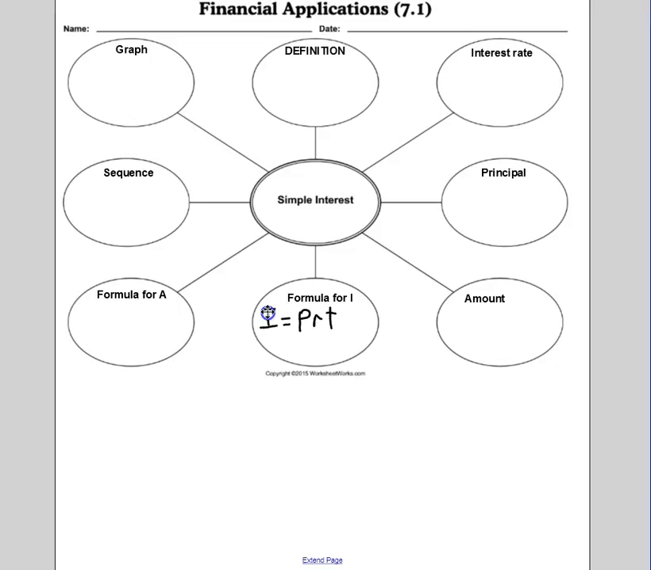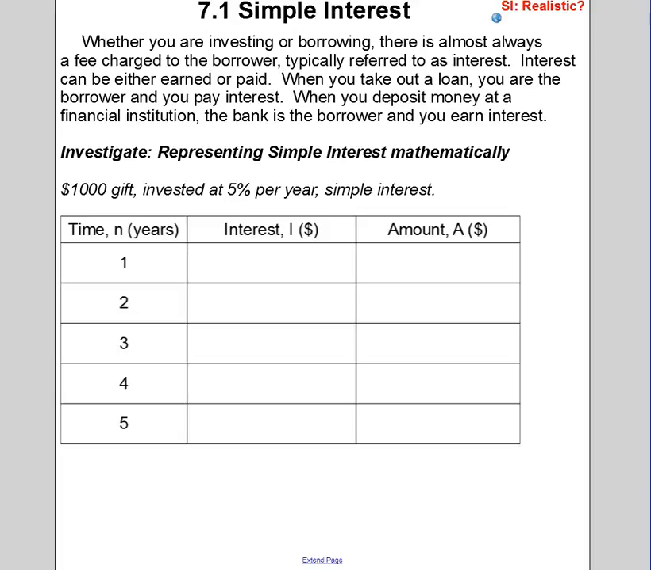Now, the time elapsed has to match the interest rate. So if the interest rate is per year, then the time has to be in fractions or multiples of a year. All right, and when we use this formula, we apply it directly to the principal. So in this case, a $1,000 gift, that would be your principal value P. And as we go through, this person is gifted $1,000 and invests it over 5 years.